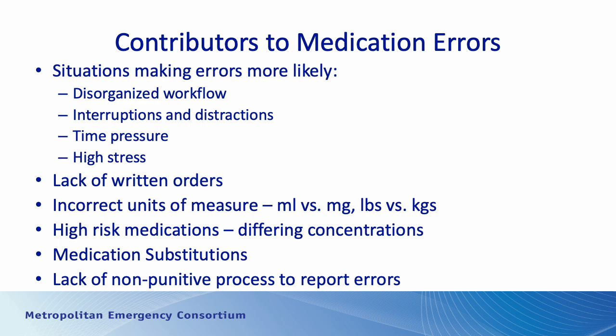All of our medication dosing is based on kilograms. But if mom says the child weighs 25 pounds, did you take that as 25 pounds and make a conversion to kilos? Or did you take that directly as kilos and make a calculation on 25 kilos when the child actually weighed about half of that? So that's an issue. Or milliliters versus milligrams.